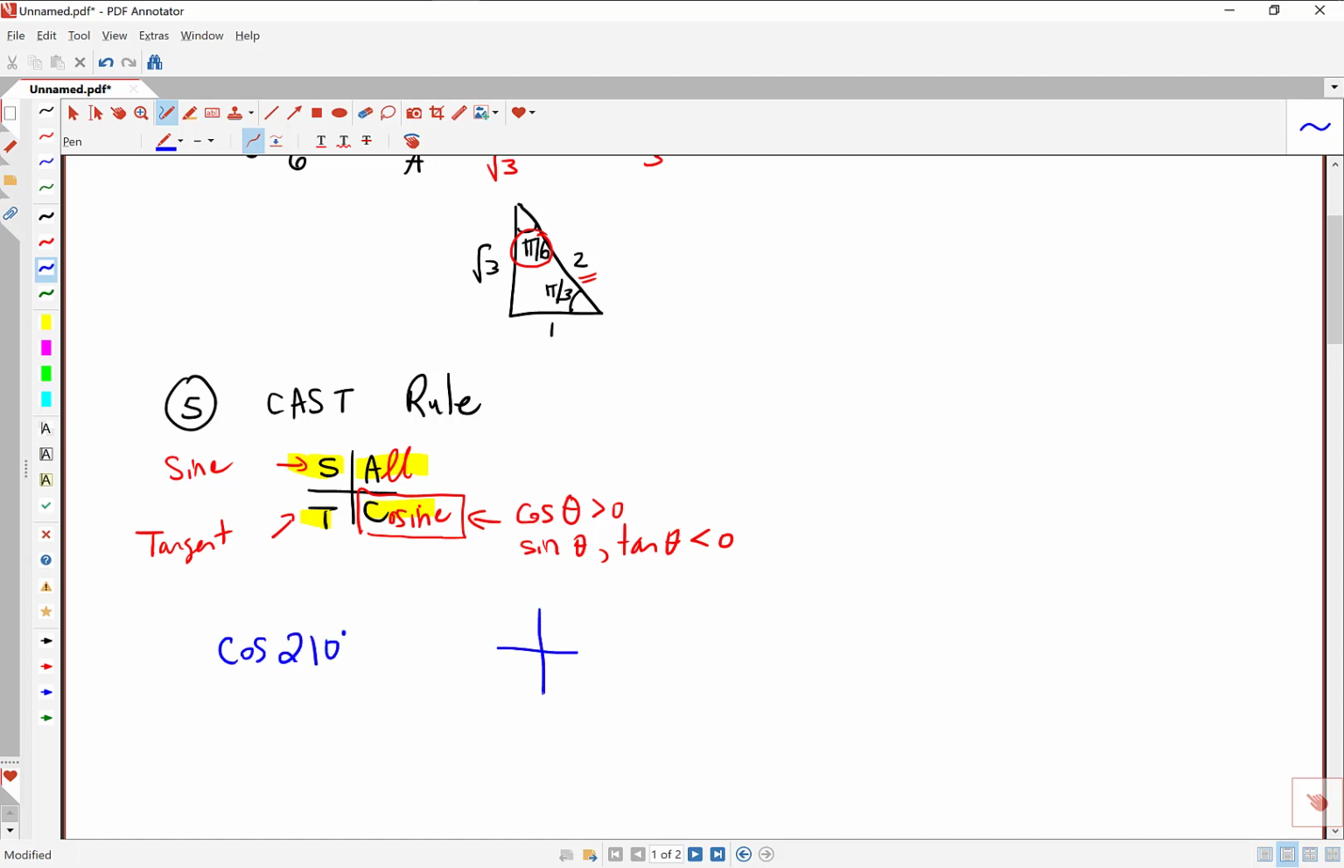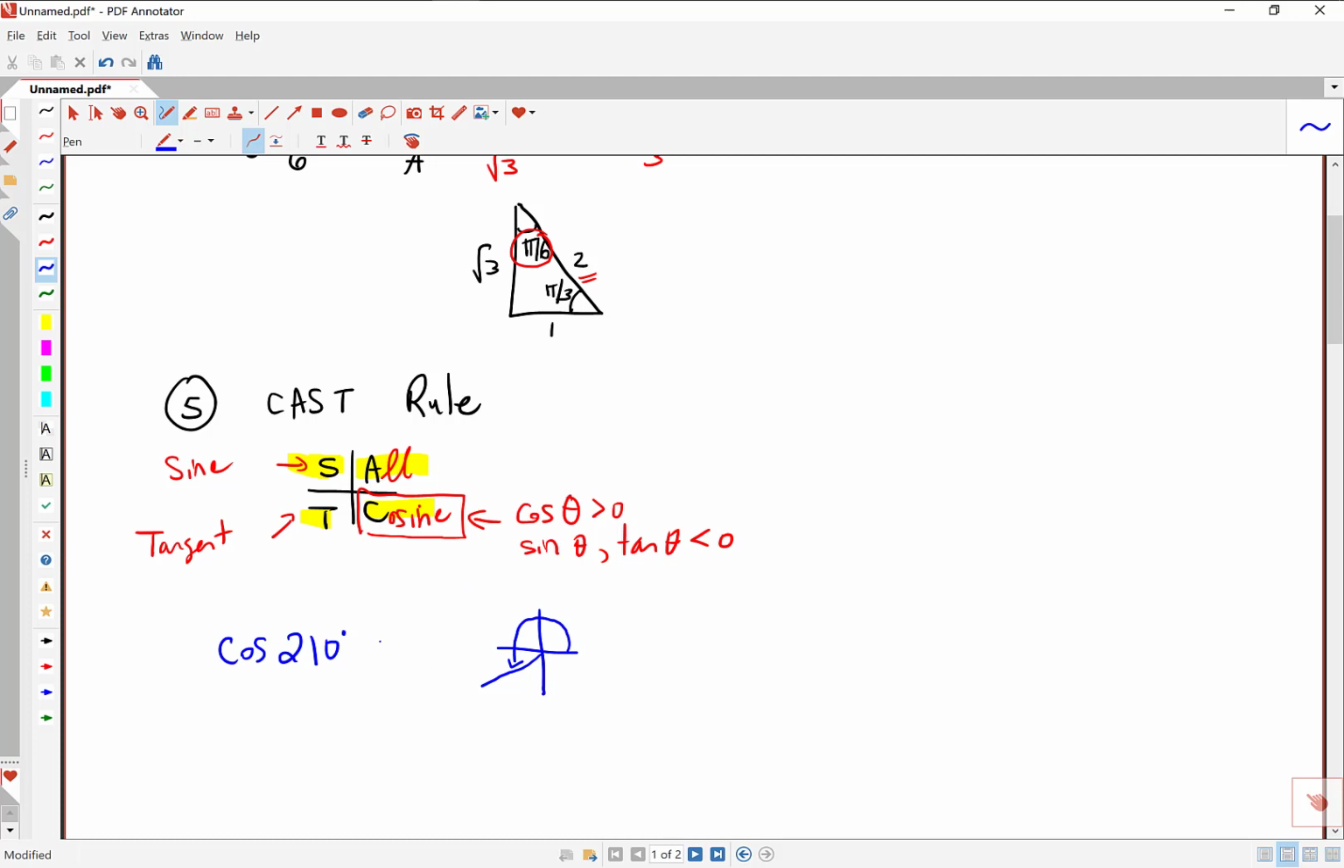You would just draw a picture, figure out where 210 degrees is. So we measure our angles starting on the positive x-axis and just going around this way. So that's 180. We need to go 30 degrees further. So there's our 210 degrees. That puts us in quadrant 3, and that's the T quadrant.